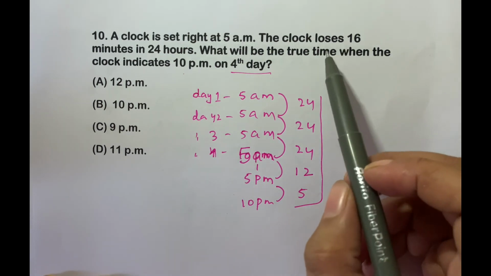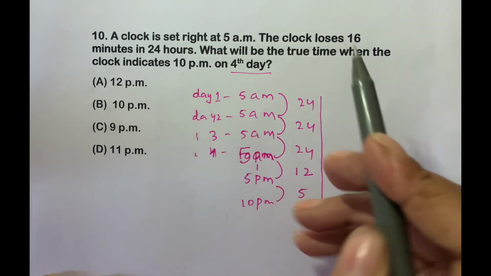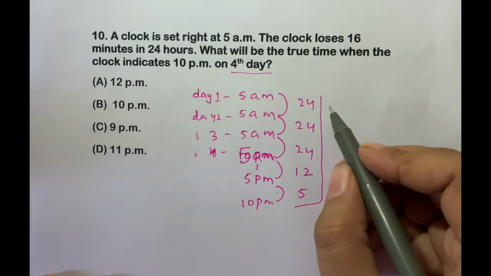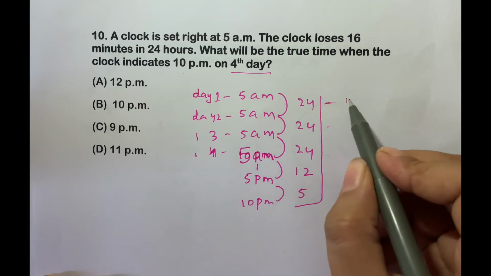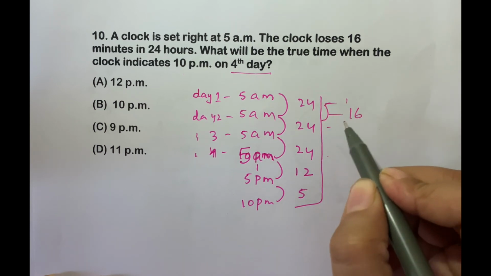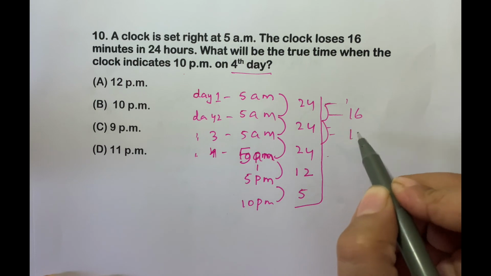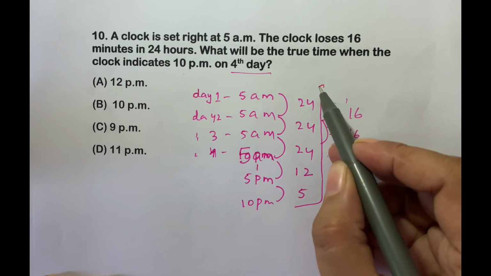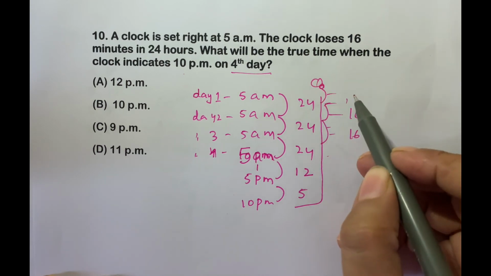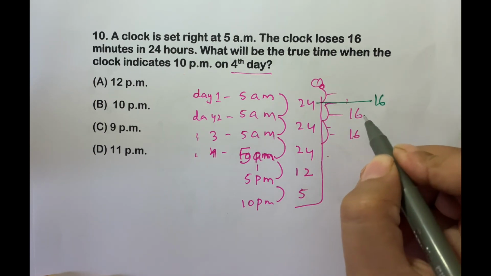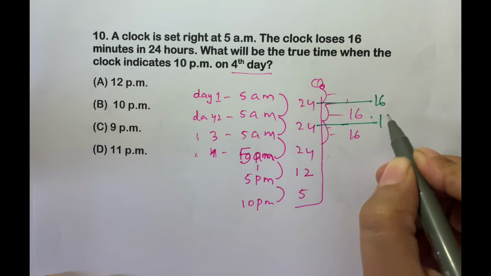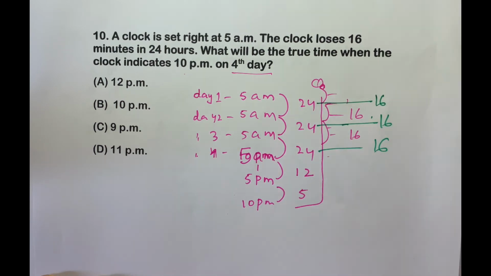And they are telling that the clock loses 16 minutes in every 24 hours. So here it is losing 16, 16, 16. See here, from here to here it is losing 16. Here to here it is losing 16. And from here 0. From 0 to 24 here also it is losing 16. Or you can straight away write it as 24 hours, 16 minutes it has lost.